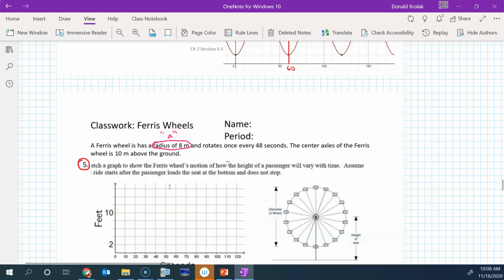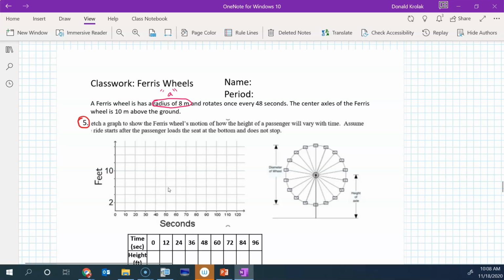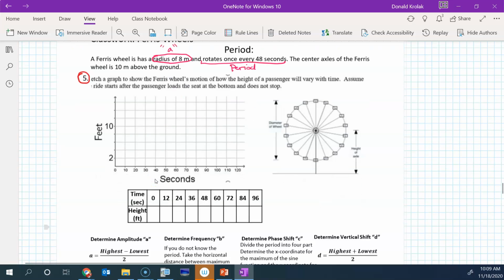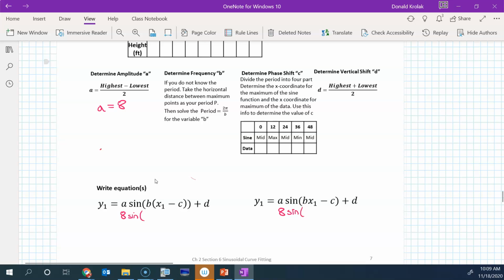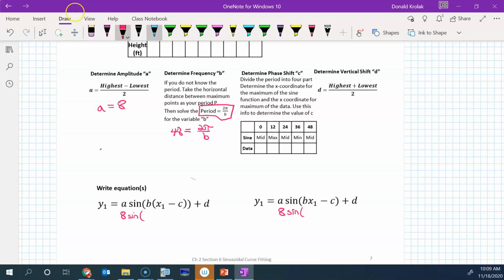Okay. If the, let's see, the period is 48 seconds. So I can use that to get B. So 48, that's the period, 2 pi divided by B. And now solve that for B.